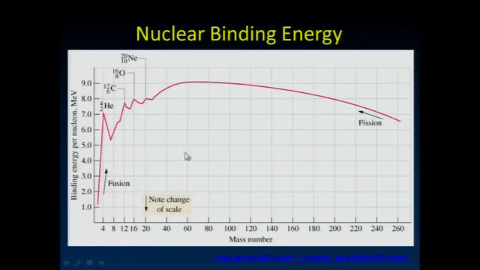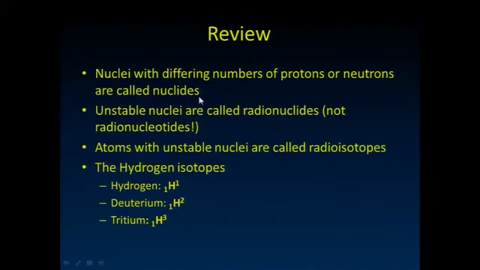Here's that nuclear binding energy we talked about. The most stable things are sitting in this range. And so things up in this range are really going to decay into that region to try and make things become more stable. So by way of review, nuclei with different numbers of protons or neutrons are called nuclides. Unstable nuclei are called radionuclides, not radionucleotides. We're not studying RNA or DNA.